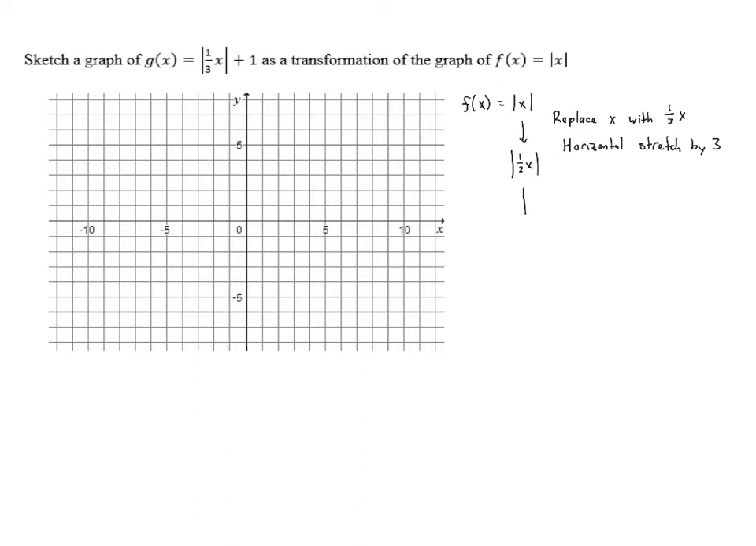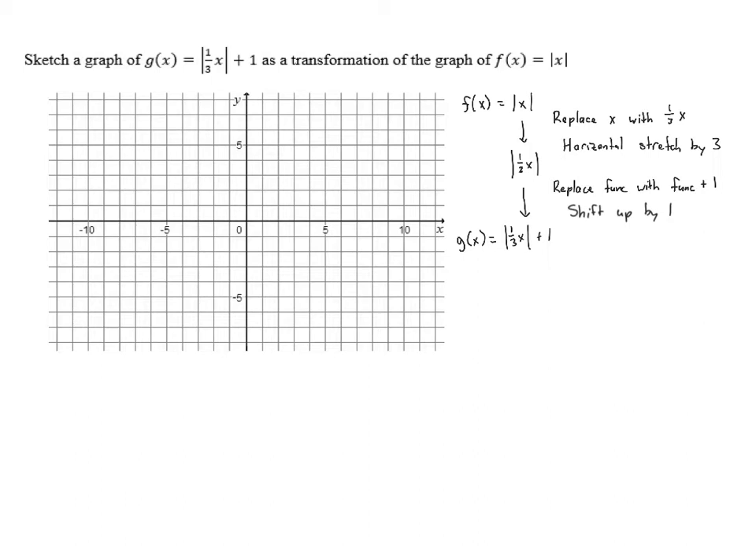Then, after we do that, to get our final function, we need to take the function that we just had and add 1 to it. That gives us our g of x. So what we did here is we replaced our function with the function plus 1. And doing that causes the graph to shift up by 1 unit.